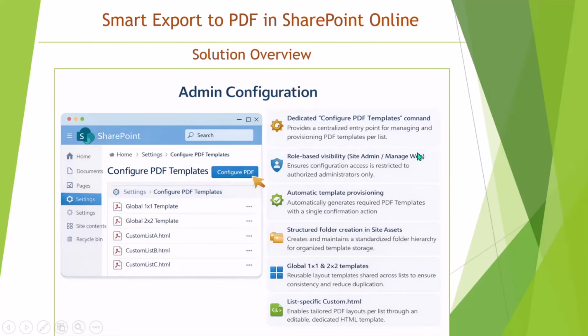But as an admin, these are some of the functionalities provided. I have some pre-configured templates. It could be a 1:1 kind of template, or a 2:2 kind of template. When I say 1:1, 2:2, this is a one row, one column, or two column layout. And then there is also a custom layout, which means there will be a custom HTML template as well. So this solution provides three types of templates to the end user to export the PDF. While exporting the PDF, you can choose any of those layouts. This is the first thing the solution will configure automatically.